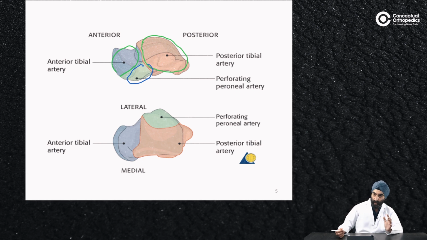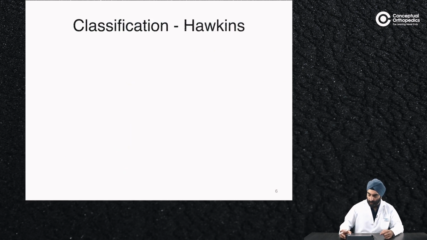The main area of AVN is the body of the talus. So the deltoid ligament artery has to be injured really for the AVN to occur, and that's what's happened in ankle dislocations. So with the talus fracture associated with ankle dislocations, the AVN chances increase. So we have the classification. How do we classify these talus fractures?